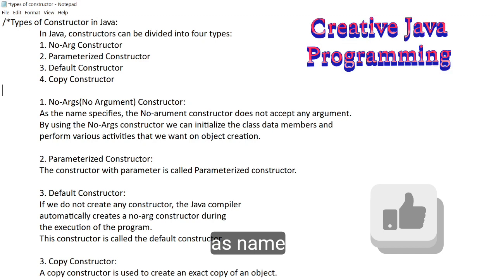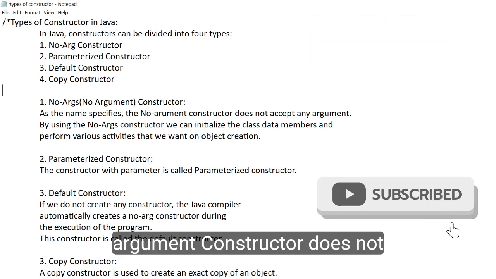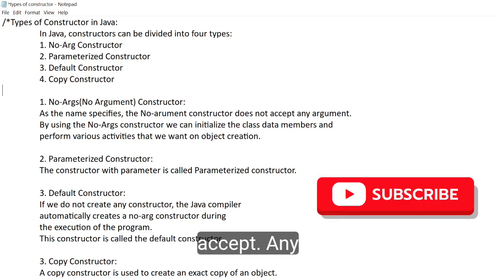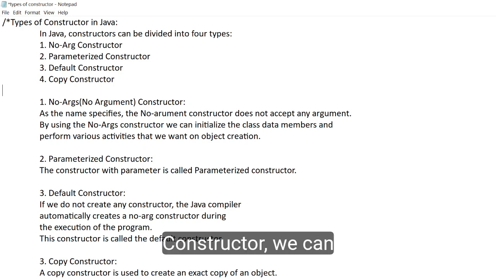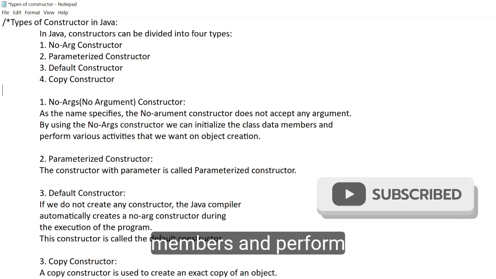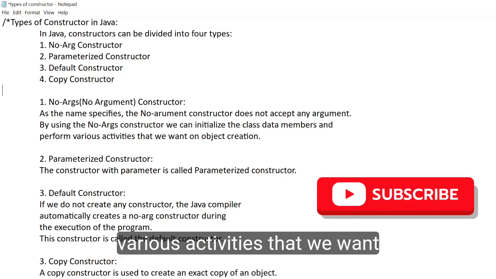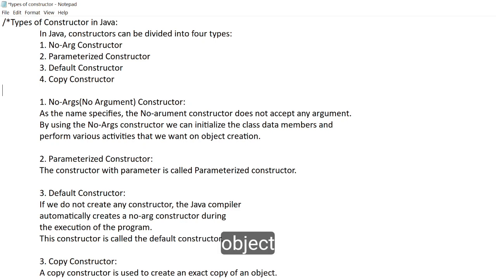What is No-Args constructor? As name specifies, the no argument constructor does not accept any argument. By using the No-Args constructor, we can initialize the class data members and perform various activities that we want on object creation.